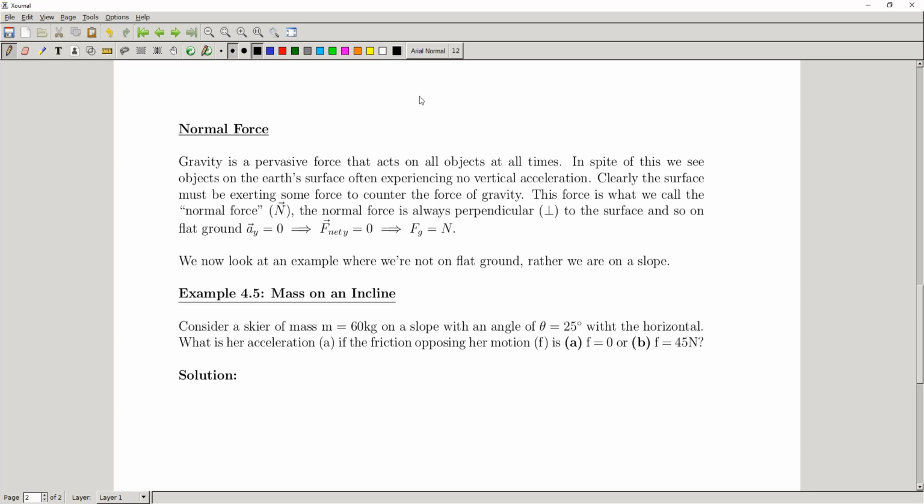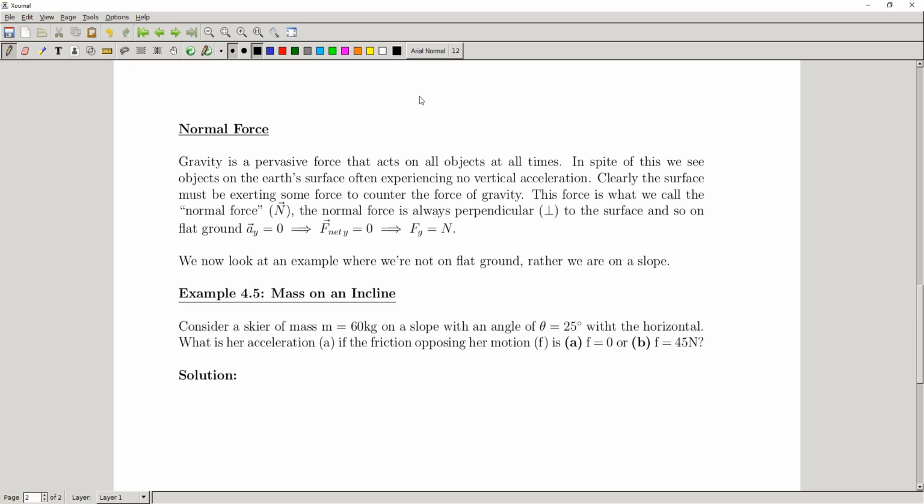We've already talked about normal force before when we were talking about the difference between masses and weights of objects. And so we can just quickly read through this here. So gravity is a pervasive force that acts on all objects at all times. But in spite of this, we often see objects sitting on the Earth's surface with no vertical acceleration, right? Gravity is acting on an object sitting on the surface of the Earth, but it's not accelerating into the ground, right? So there must be some force countering the force of gravity, and this is the force of the ground pushing back up against whatever that object is.